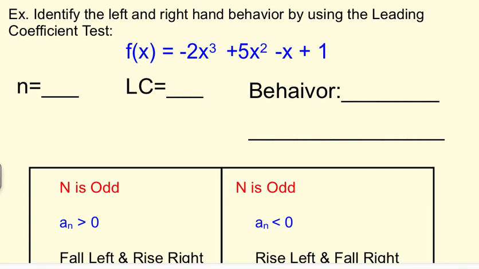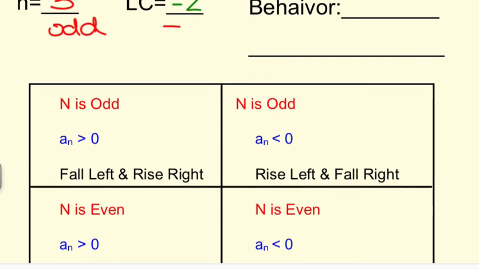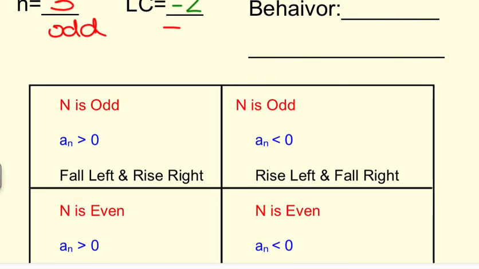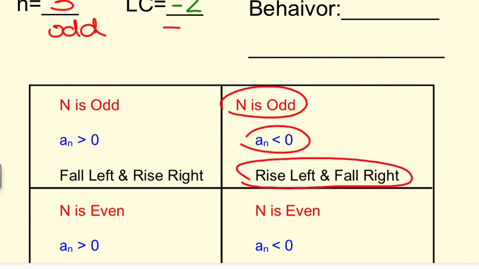Let's just do one quick together here. You don't need to write this down. Here is my leading coefficient, it's a negative 2. The degree is 3, which is odd. So we have odd and a negative. So we go down to our boxes, odd and a negative number. So we would say then that our behavior is it's going to rise on the left and fall on the right. So it'll be something like this. Rise on the left, fall on the right. And that's what the graph will look like.